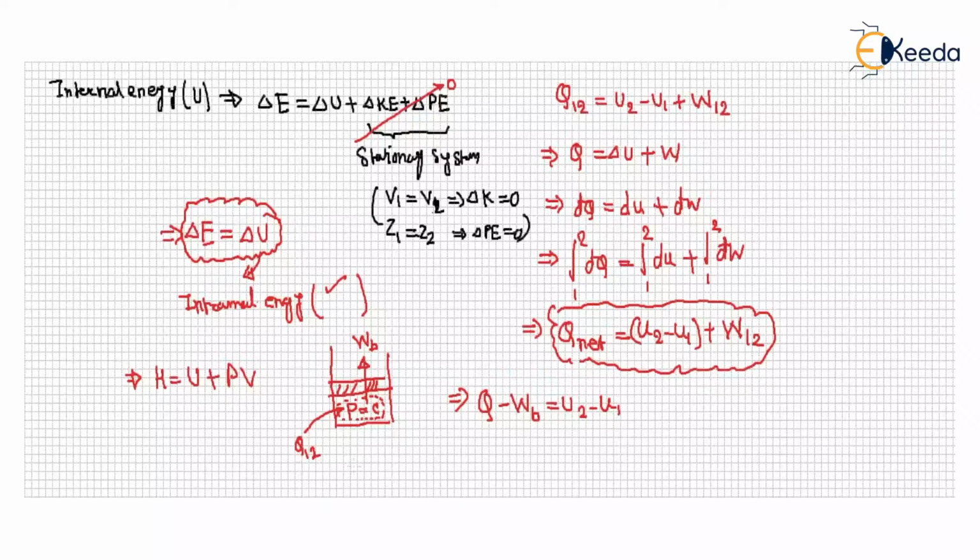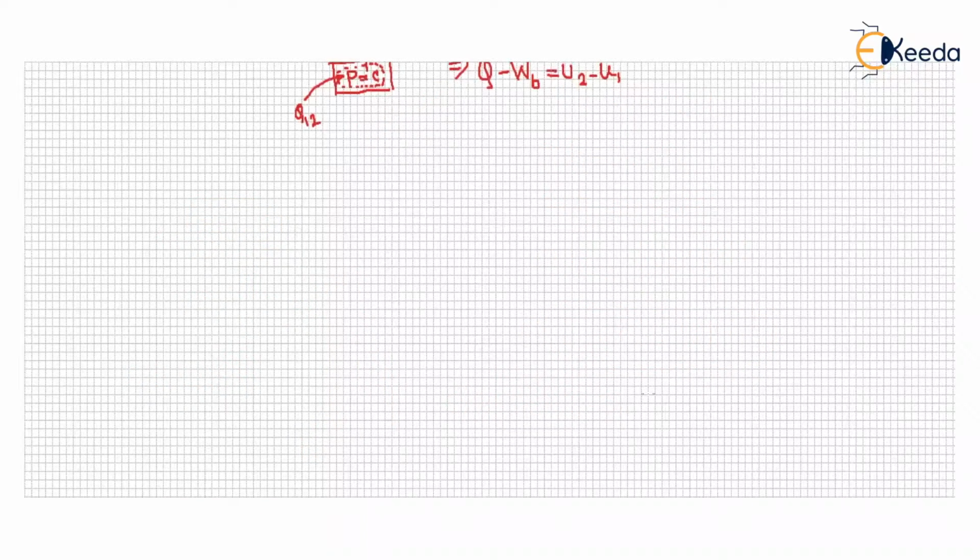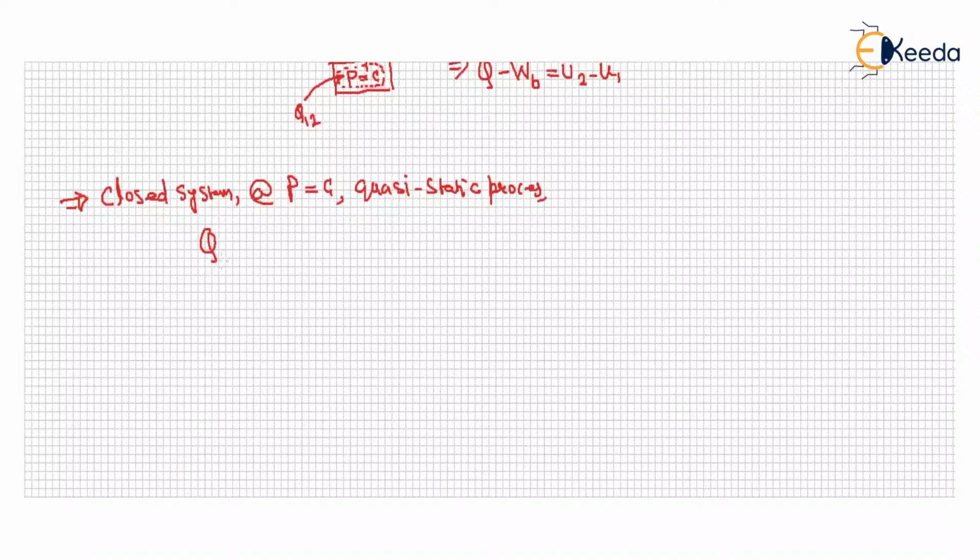Okay, so when heat transfers, if there is a closed system at constant pressure, a quasi-static equilibrium process, then the heat transfer during a process at constant pressure must be its change in enthalpy.